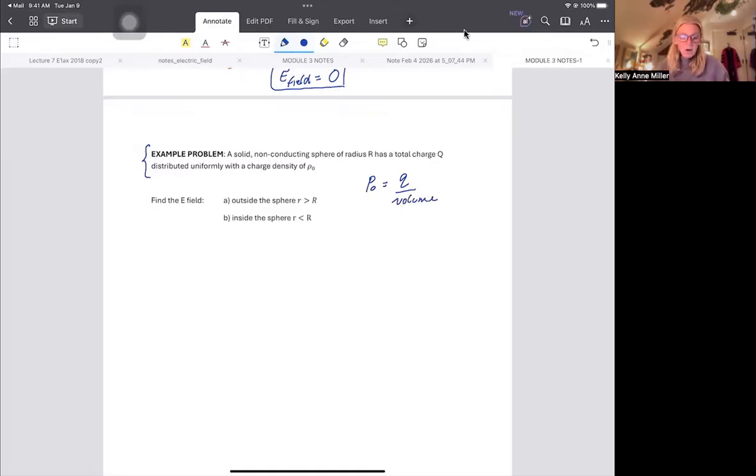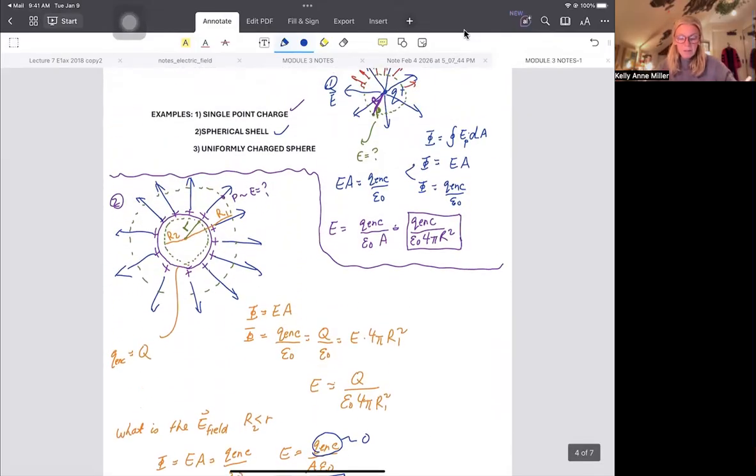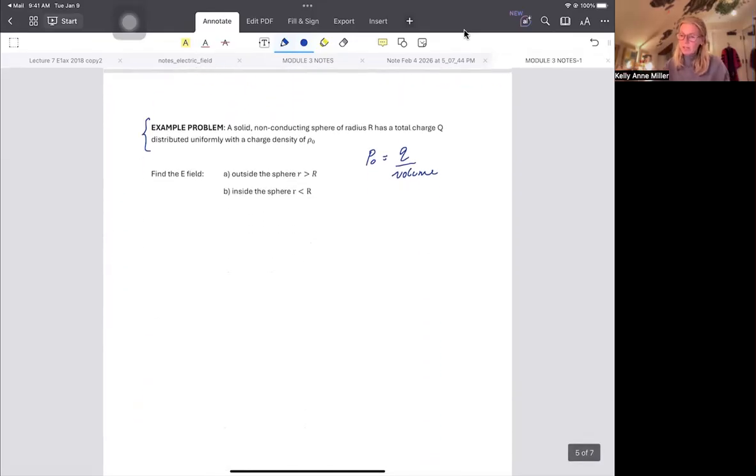Okay. So how is situation 3 different from situation 2? Well, situation 2 is sort of a 2-dimensional thing, and situation 3 is a 3-dimensional thing. We're talking now about a volume. It's a sphere, whereas 2 is just a shell. Okay, so let's go through that. This problem asks us to figure out what the electric field would be inside the sphere and outside the sphere.